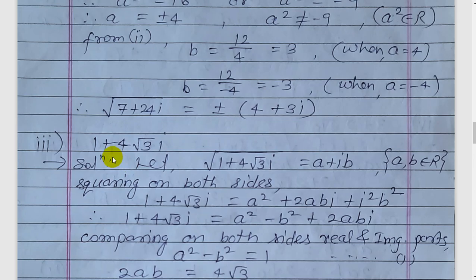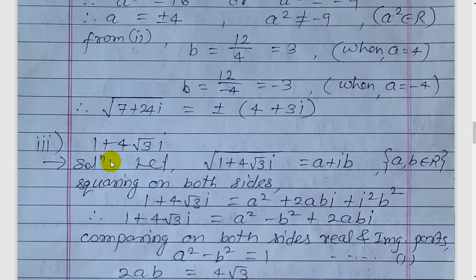Now see the third one: find the square root of 1 plus 4 root 3i. Now it is different from question number first and second. Some changes here: a root 3 term is present here. It was not present in question number first and second.